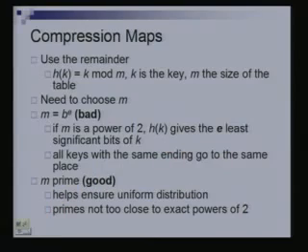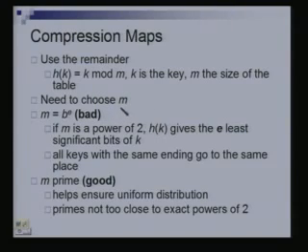Let's now look at some compression maps. Given an integer, now you have to map it to the small range of your table. One natural thing would be that this k is your integer and your table is of size, let's say, little m. So just do k mod m. K mod m will give you some integer in the range 0 through m minus 1. So k is the key and m is the size of the table.